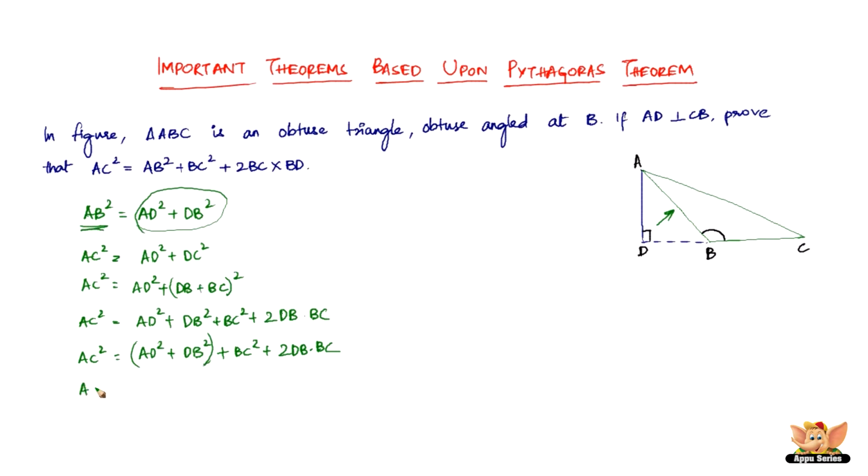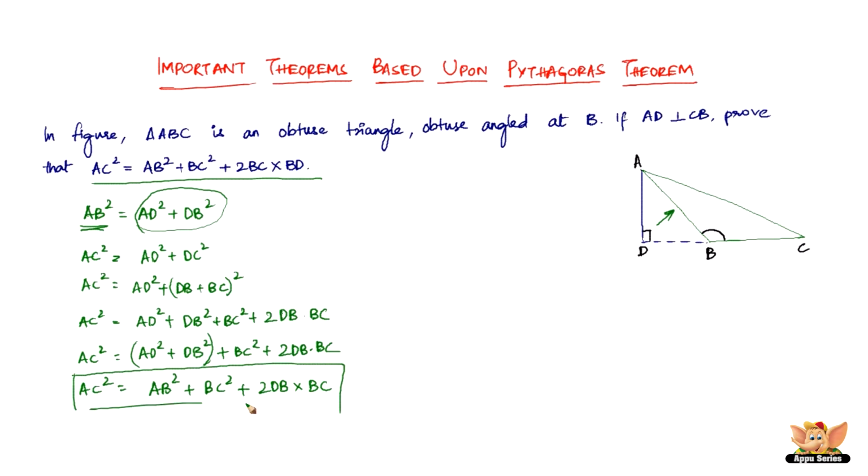So that's why we're grouping this up. So we get AC square equals AD square plus DB square, which is AB square, and then plus, just write as it is, BC square plus 2DB multiplied by BC. I think this is what we wanted, and this is what we've got here. So AC square equals AB square plus BC square plus 2 times BD into BC. It's all the same. So this is how we proved the given thing.